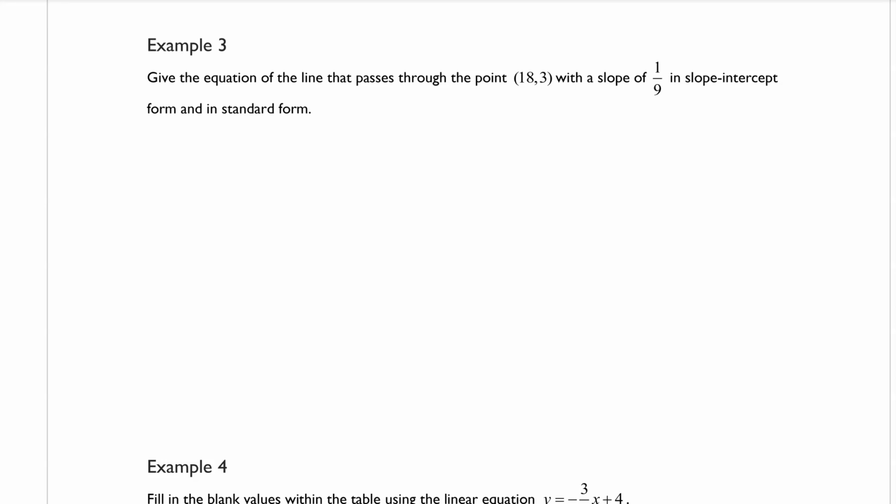Example 3 says give the equation of the line that passes through the point (18, 3) with a slope of 1/9 in slope-intercept form and in standard form. So let's start off by creating our equation in slope-intercept form since it already gives us the slope. That means that our equation will look like y = mx + b, but because we're given the slope being 1/9, we just have to figure out what b is.